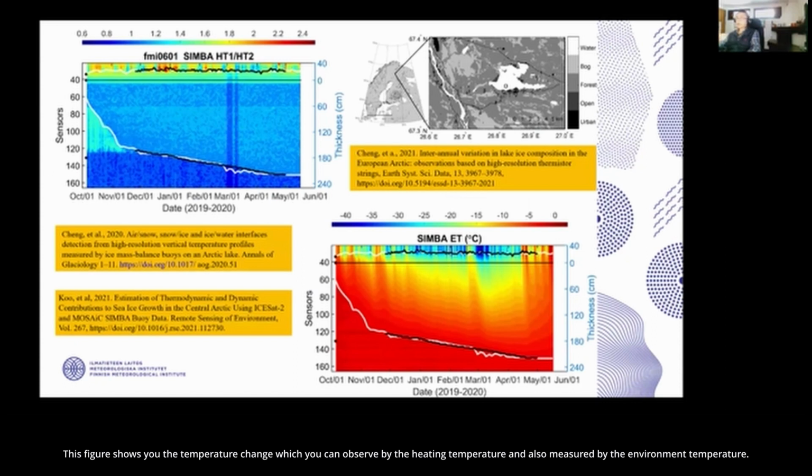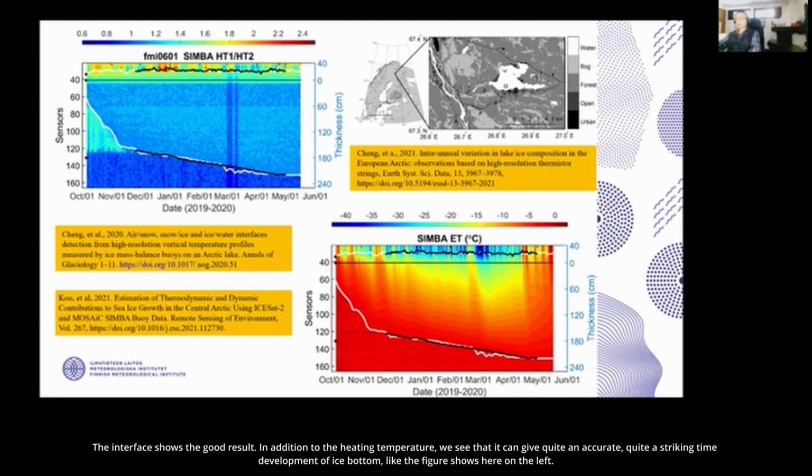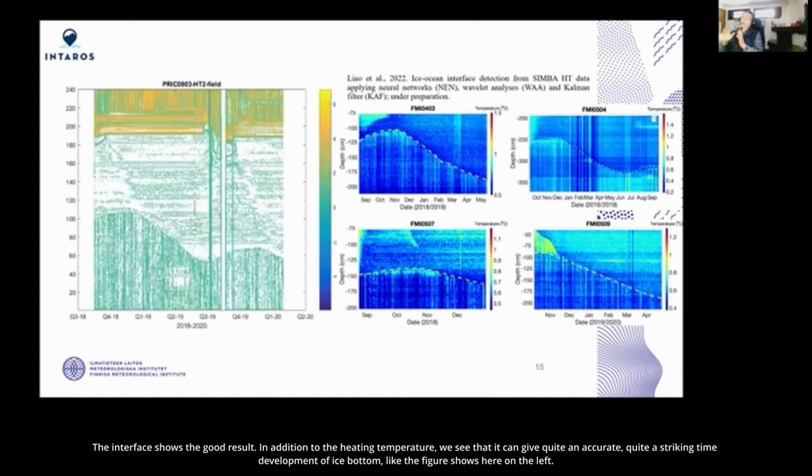So this figure shows you the temperature change which can be observed by the heating temperature and also measured by the environment temperature. So the interface is derived, and it shows a good result. And in addition, from this heating temperature, we see that it can give a quite accurate, very striking time development of the ice bottom, like the figure shows here on the left.